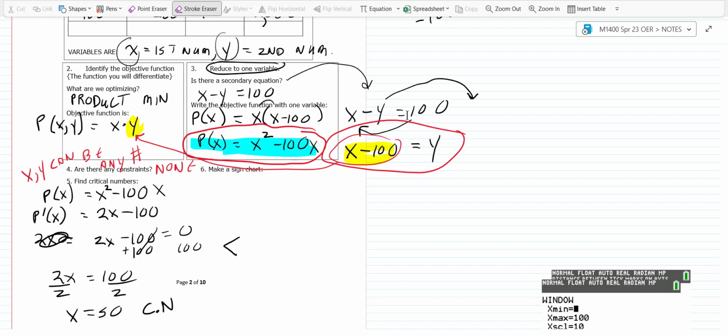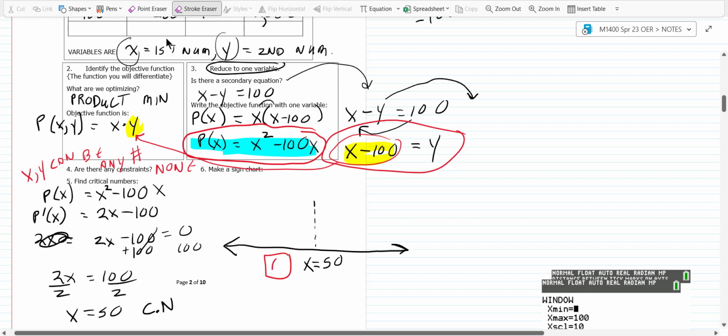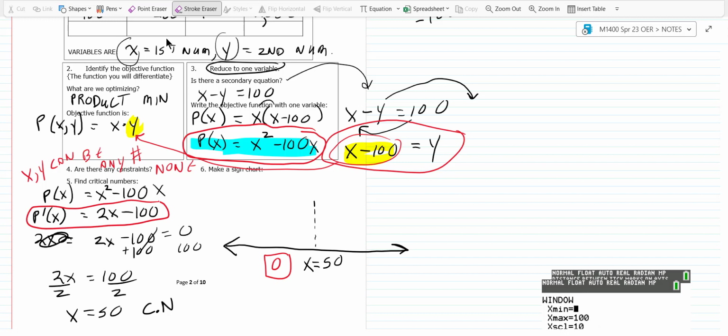Now we're going to make a sign chart. The purpose of the sign chart is to see if this is a minimum or a maximum. We're trying to find a minimum on this. So on a sign chart, we plug numbers in less than 50. I'm going to use 0, and I plug that into my derivative. So my derivative is 2x minus 100. If I just do 2 times 0 minus 100, that gives a negative number. So is my function increasing or decreasing? Negative derivative. What does that tell you?